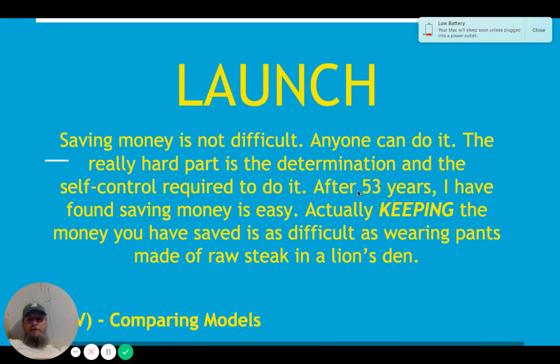All right, I'm going to launch you with this. Saving money is not difficult. Anyone can do it. The really hard part is the determination and the self-control that is required to do it. Now, after 50 years of attempting to save money, I found it is very easy to do. But keeping that money you've saved is as difficult as wearing pants made of raw steak in a lion's den. That is absolutely the truth.